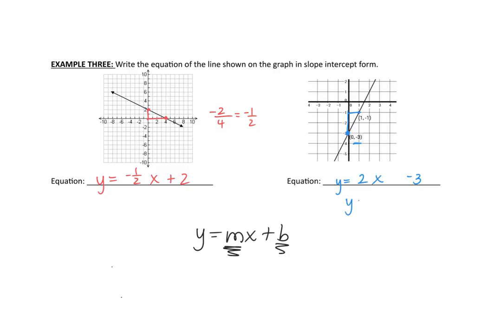I'll write that a little bit better. So my final equation is 2x minus 3. My y-intercept is negative 3. My slope is 2, or 2 over 1, which is the same as 2. So there is your final equation for that graph.